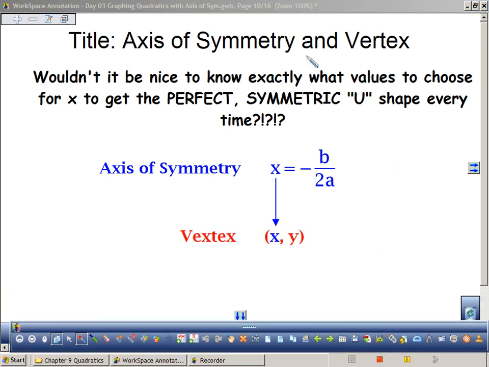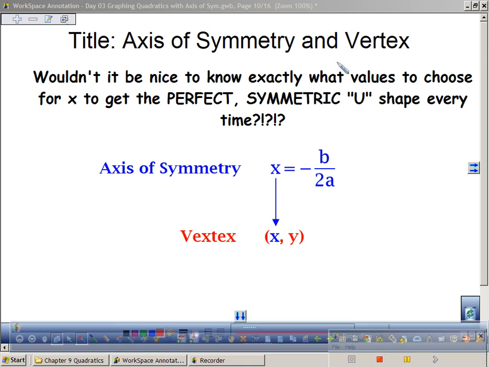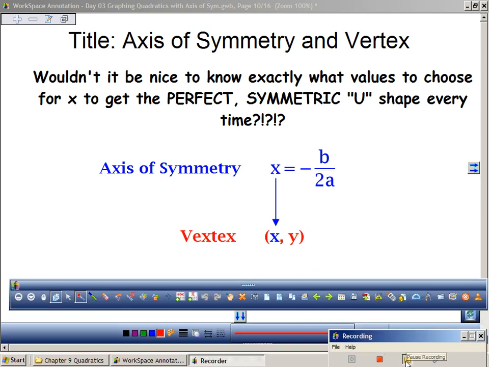Okay. Go ahead and write this down. You don't have to write all of this. I just want you to put axis of symmetry and vertex. Actually, you know what we need to do? We need some graph paper. So let's pass out some graph paper.